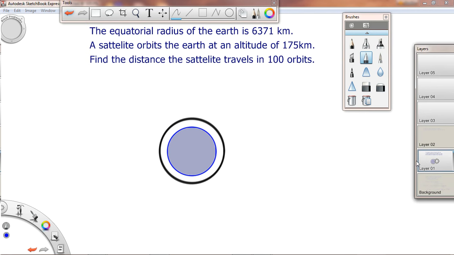The next problem says the equatorial radius of the Earth is 6,371 kilometers. A satellite orbits the Earth at an altitude of 175 kilometers. Find the distance the satellite travels in 100 orbits.